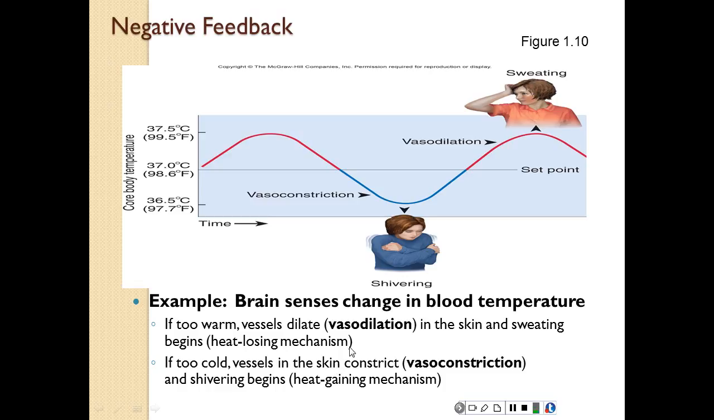So those are the various things that are going to happen with negative feedback to try and get your body back to this particular set point, to get it back to homeostasis. If it's too hot outside, you have vasodilation and you start to sweat. That should hopefully bring us back down to our set point. And if it's too cold, we have vasoconstriction, as well as we start to shiver to try and get this temperature back to normal.